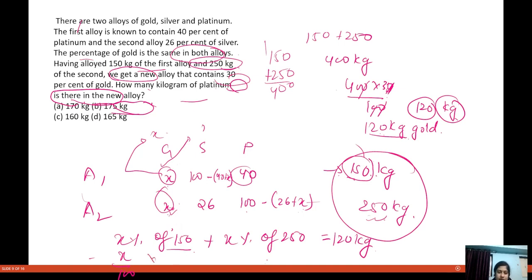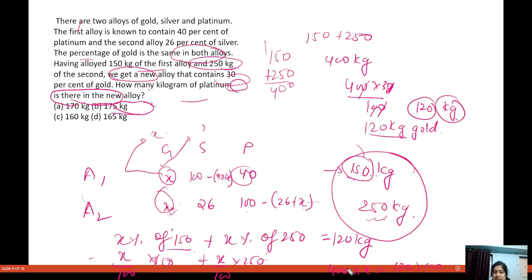Into 100 into 150, plus x divided by 100 into 250. So what you are getting here is 400, because this will be added. 400 into x is equal to 120 into 100.